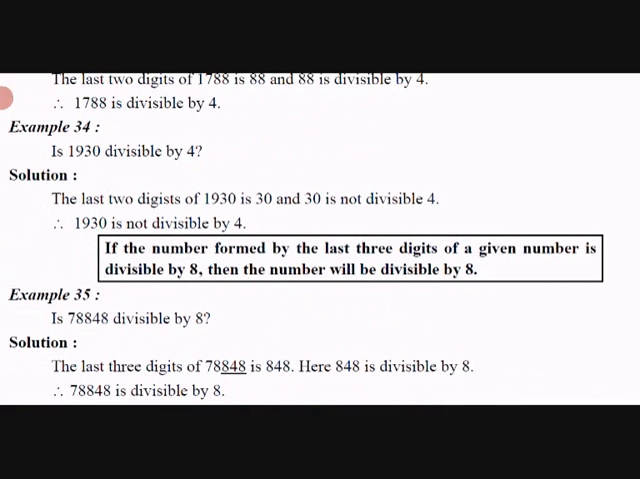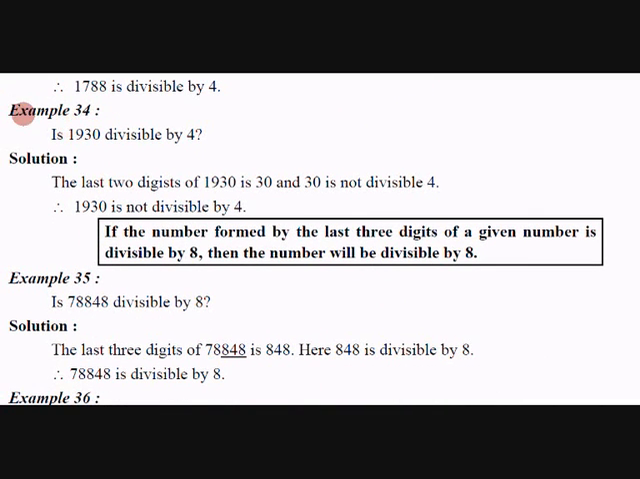Example 34. They ask whether, we take this example, 1930 is divisible by 4 or not. Solution: the last two digits of 1930 is 30. Is 30 divisible by 4? No. 30 is not divisible by 4. 30 by 4, no. The closest number is 4 sixes are 24. The next one is 4 sevens are 28. Okay, that is, it leaves a remainder 2. So it is not divisible by 4. Therefore 1930 is not divisible by 4.